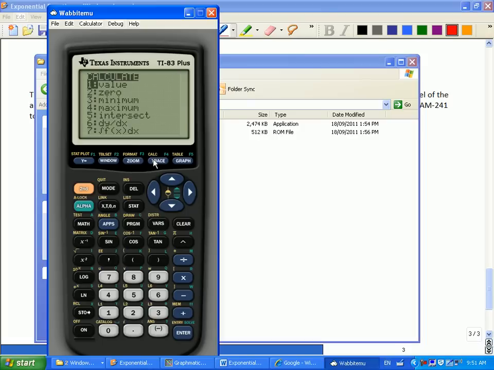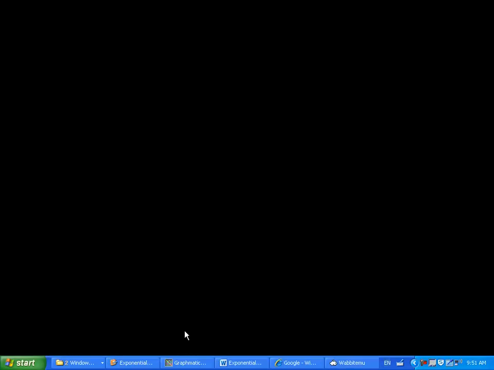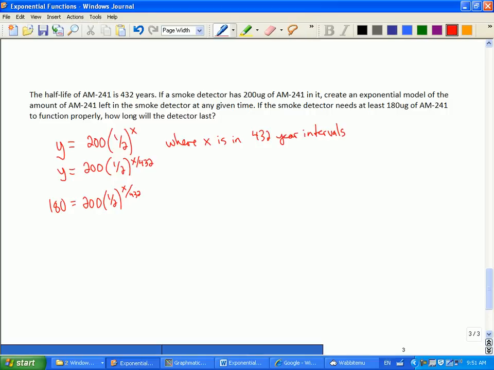And remember, it goes second function, calculate, and we go down to the intersection, where you'll move the cursor along the curve. So let's try somewhere around here should work. I'll say yes, and I'll say yes, make my guess a little closer. Magic happens, and there's an intersection. So 65.67 years. Okay, so x equals 65.7 years.